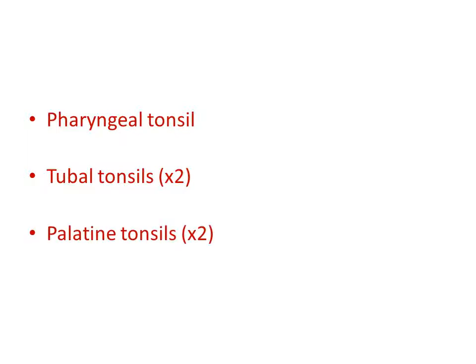Now, palatine tonsils are present in the oropharynx area and lingual tonsils on the posterior one third of the tongue, again present in the oropharynx area. So two types of tonsils are present in nasopharyngeal area, while two types of tonsils are present in oropharyngeal area.